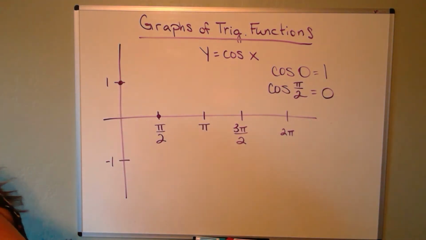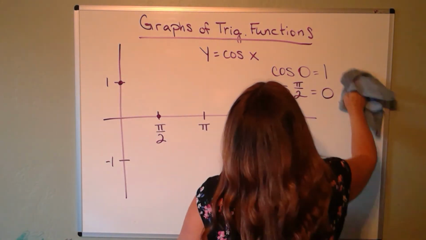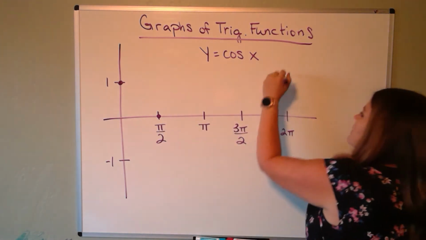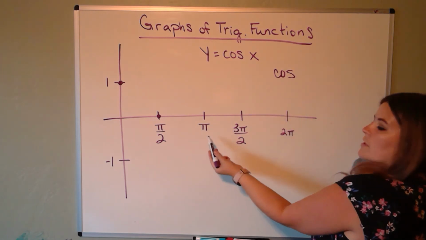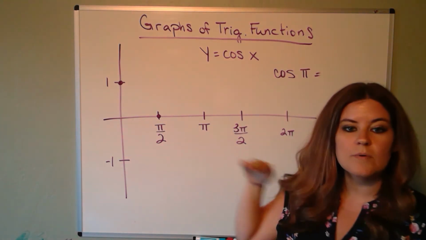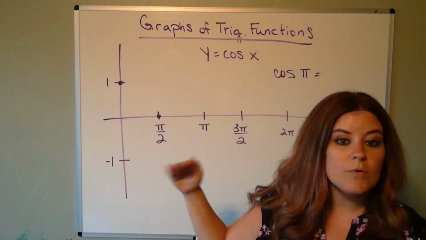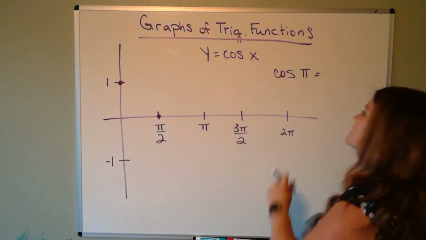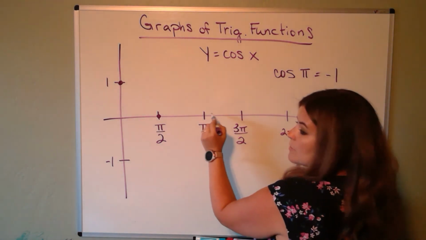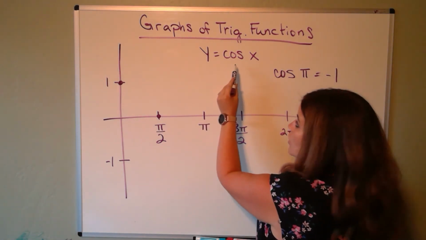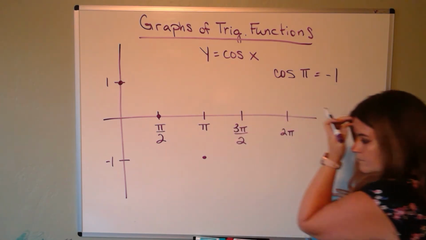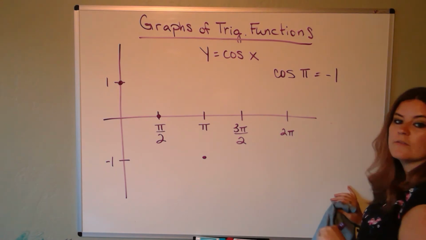I need more space. All right, so what is the cosine of our next spot? The cosine of pi. So we're back to the left at 180. What's the x value there? You guys, that is -1. So at pi, when I put in a pi for x and I'm looking for cosine, I get -1 on the y. Let's go to 3 pi over 2.